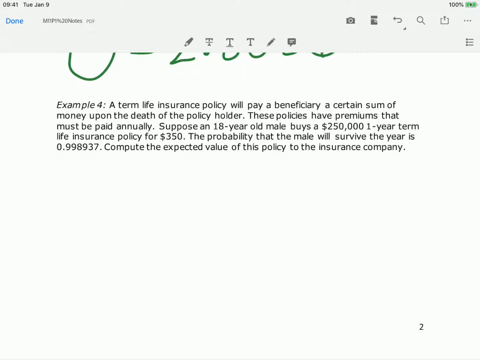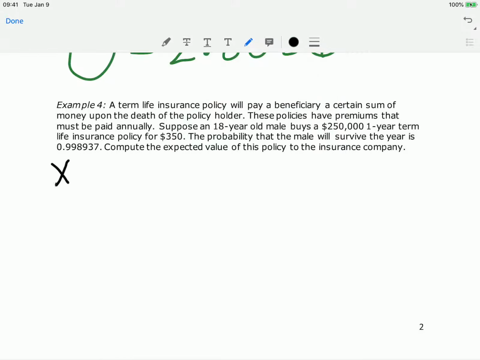Okay, the probability that the male will survive the year is 0.998937. So compute the expected value of this policy to the insurance company. So how much is the insurance company expecting to make on this type of a life insurance policy? So what we're going to do is set up this example with a table.